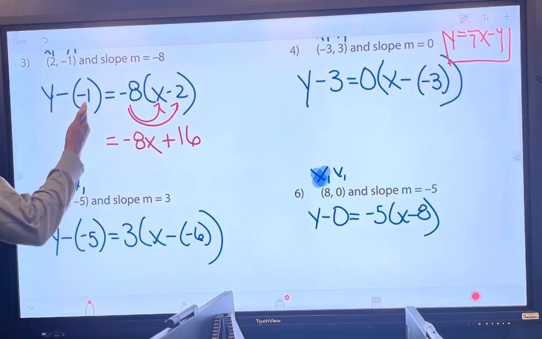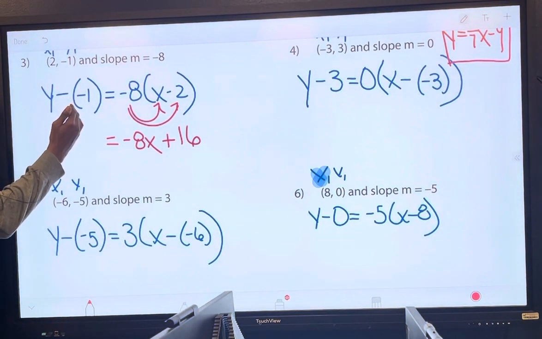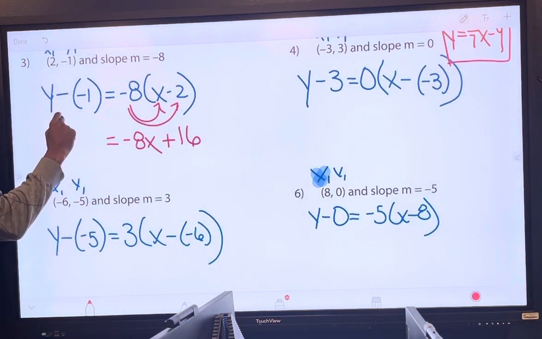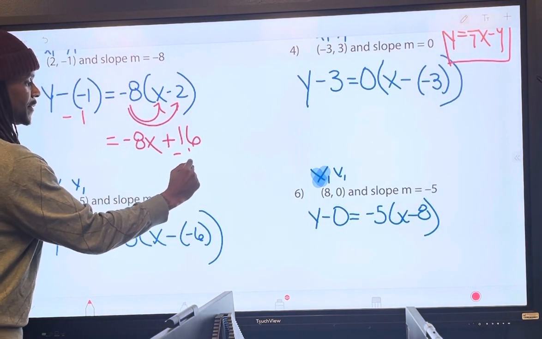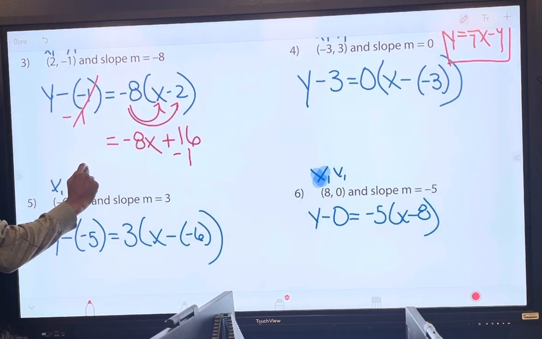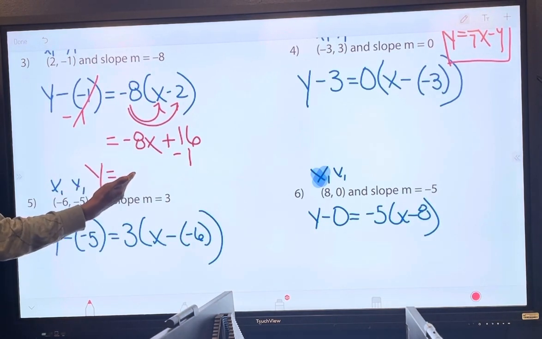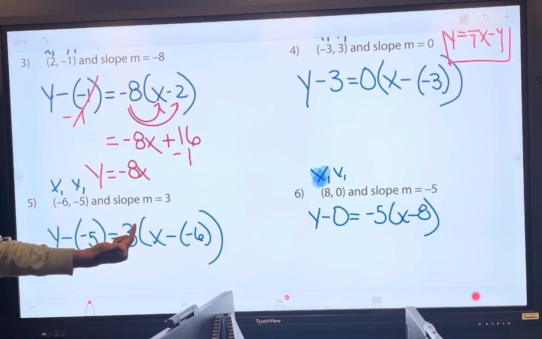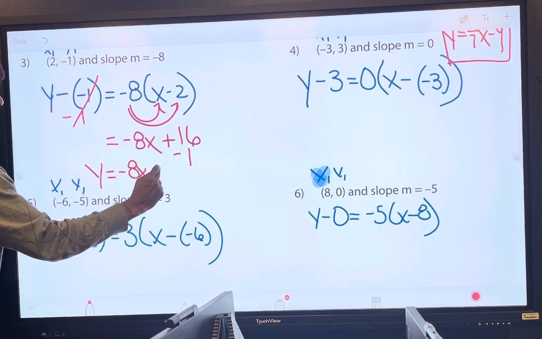Now, remember again, I got these double negatives, so what I'm going to do if it's positive? Add. What's the opposite? So you want to subtract 1 from both sides. What happens to your 1s? They cancel, leaving me with just y. y equals negative 8x, 16 minus 1, 15. And it's over.